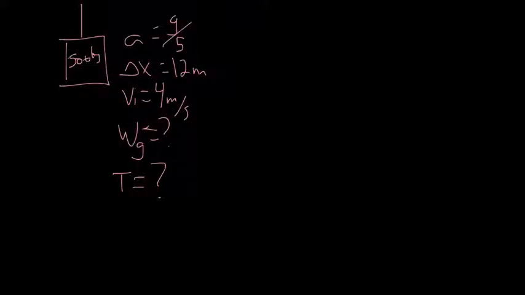So here we have a scenario where there's an elevator similar to the one before. It has a mass of 500 kilograms, and it's accelerating downward. So it's connected, but it's slipping. And so it's slipping, it's kind of falling. It's going to fall 12 meters as it slips. And as it slips, it has an acceleration of g over 5.